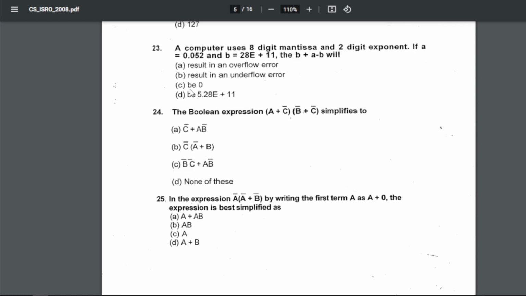Question number 24 is, the Boolean expression (A plus C bar) into (B bar plus C bar) simplifies to what? If you simplify this expression you will get the answer as A, that is C bar plus A bar. How? From here you will get A B bar plus A C bar plus B bar C bar plus C bar. Then you will solve this expression further. So you will get A B bar plus C bar into (A plus B bar plus 1). Here you have to apply a formula like A plus 1 equals 1, right? Now at the last you will get the answer as A, that is A B bar plus C bar.